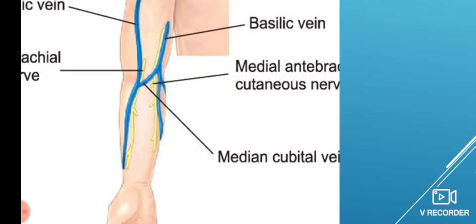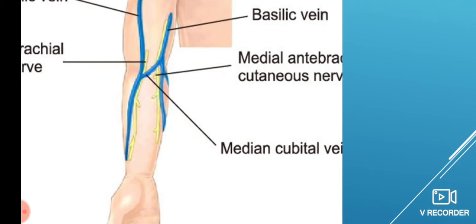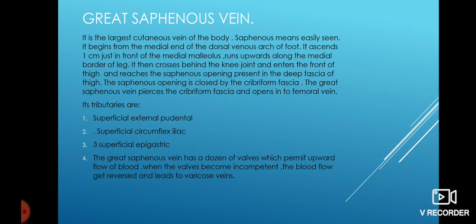So this vein is anchored there below. It is anchored to the deep veins in the cubital fossa. That's why it is not slipping out while the needle is introduced into it. So this is the most preferred vein for doing clinical procedures.